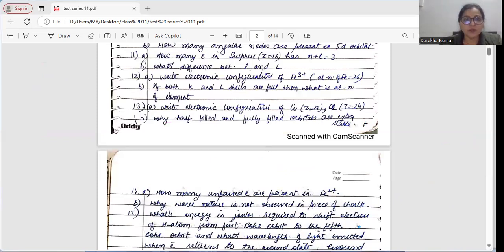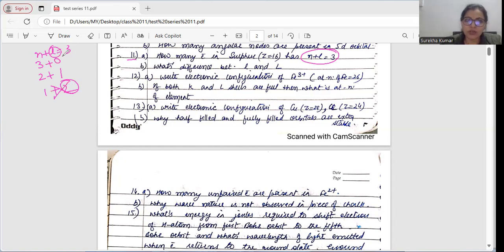Fine. Come to question number 11, part A. How many electrons in sulfur have n plus l equal to 3? n plus l equal to 3 is possible for the 3 plus 0 combination and the 2 plus 1 combination. 1 plus 2 we can't write, because the value of l can never be more than the value of n. So it is not to be written.